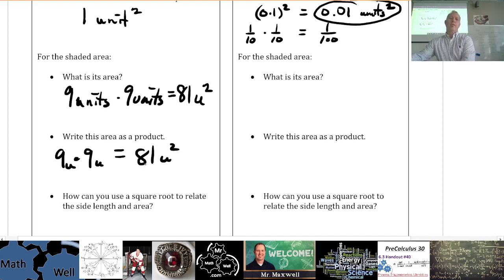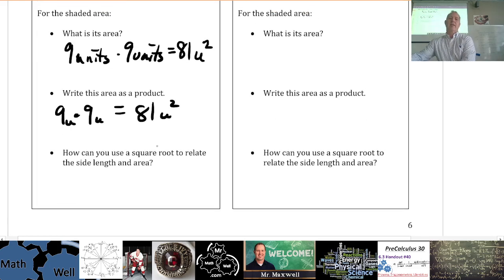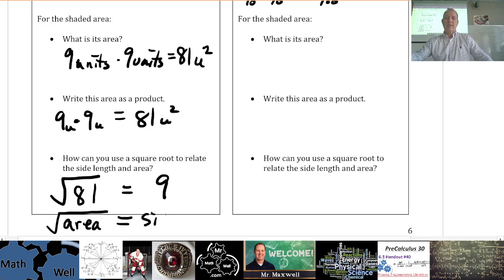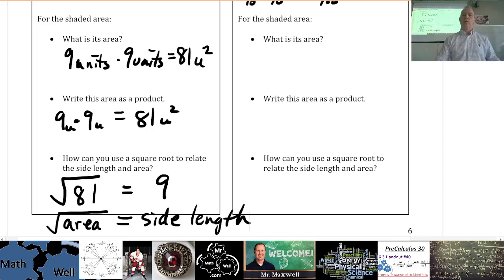How can you use the square root to relate the side length and area? Okay, so we have square root of something equals something else. What numbers am I going to put in there? We did a lot of work on this yesterday, right? How can I make a square root type equation here with this information? What goes under here? So the square root of 81 then is going to be 9, okay? So that means the square root of the area equals the side length of the square. Very important. Square root of the area equals the side length.